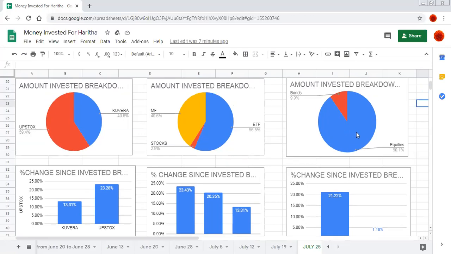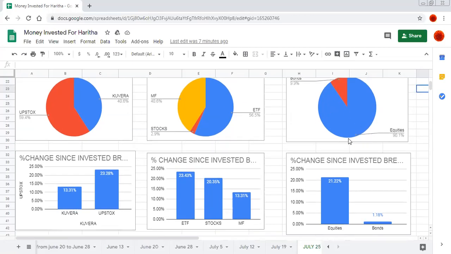Coming to asset allocation, we can easily understand that I invested the highest in equities, 90.1%, and got the highest profit in equities, 21.22%. I invested the least in bonds, 9.9%, and got the least profit in bonds, 1.18%. So my investment is correct based on the mobile app, while based on the invested vehicle, stocks show a little higher profit compared to the investment, and asset allocation shows the same. I hope you all enjoyed my video.